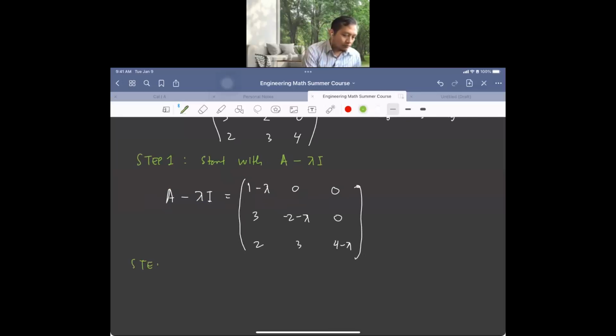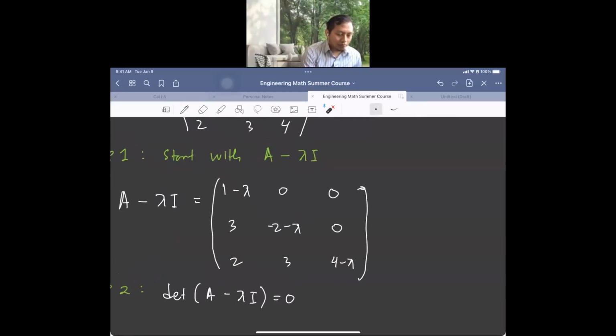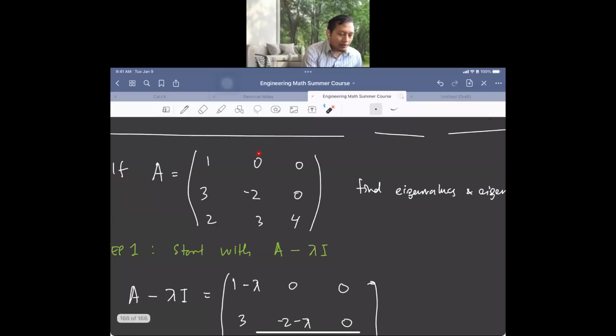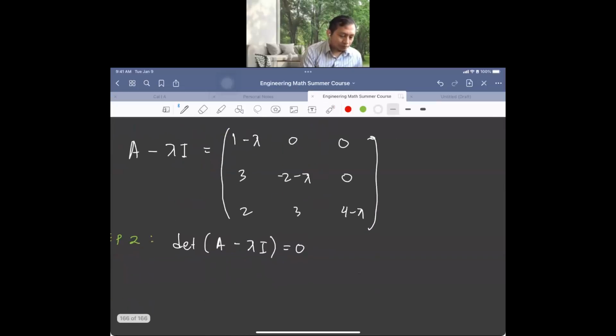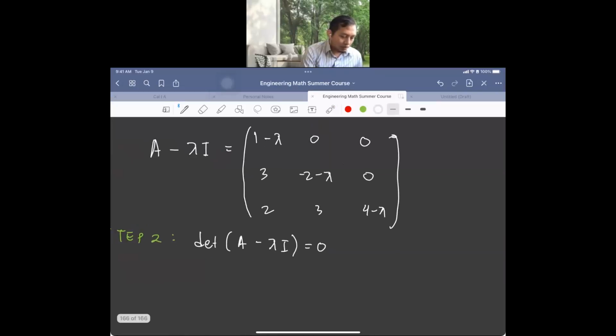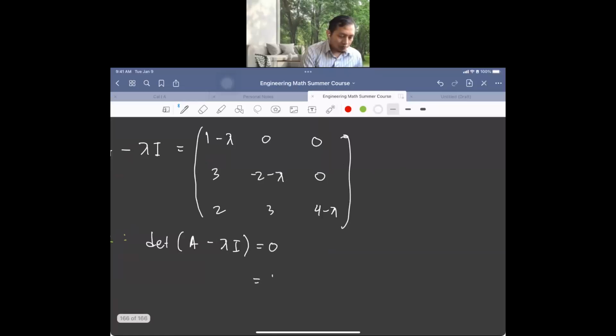Okay? Now the second step is take the determinant of A minus lambda identity and set this equal to 0. Okay? Since I made this matrix having 0, 0 here at the upper part, it will be easy to find the determinant, right? We can just focus on this one here. So the determinant will be equal to 1 minus lambda multiplied with the determinant of negative 2 minus lambda, 0, and then 3, 4 minus lambda.